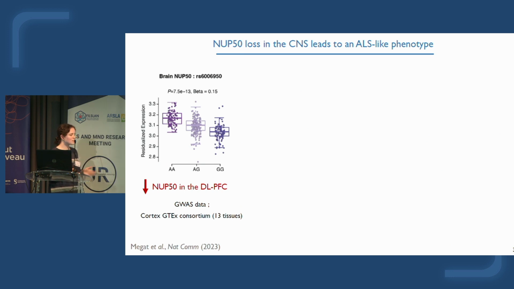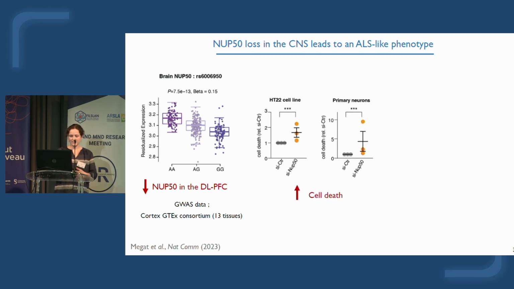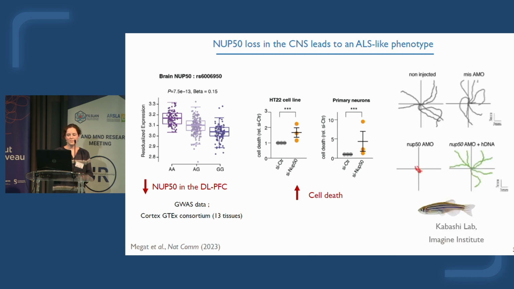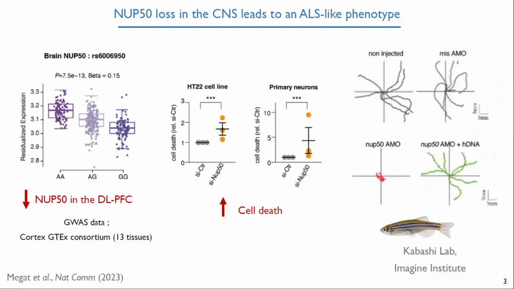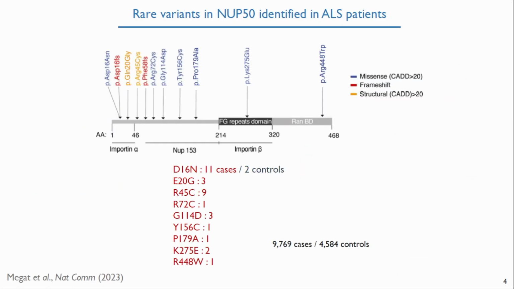Furthermore, one of the SNPs identified in NUP50, which is quite common, led to a decrease in NUP50 in the dorsolateral prefrontal cortex, and is considered as an ALS risk factor. And knocking it down in cellular models led to an increase in cellular death, and knocking it down in animal models, such as in zebrafish, led to swimming defects, which could be rescued by reintroducing the human form of NUP50, making it all consistent with an ALS-like phenotype.